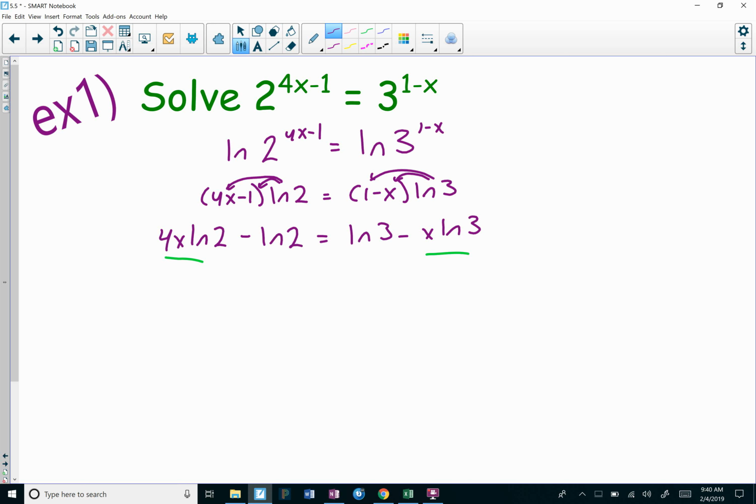So I'm going to add x natural log of 3 to this side. And then I'm going to add natural log of 2 to the other side. So now I have all my x's together and everything that doesn't have an x on the other side. I'm going to factor out an x.